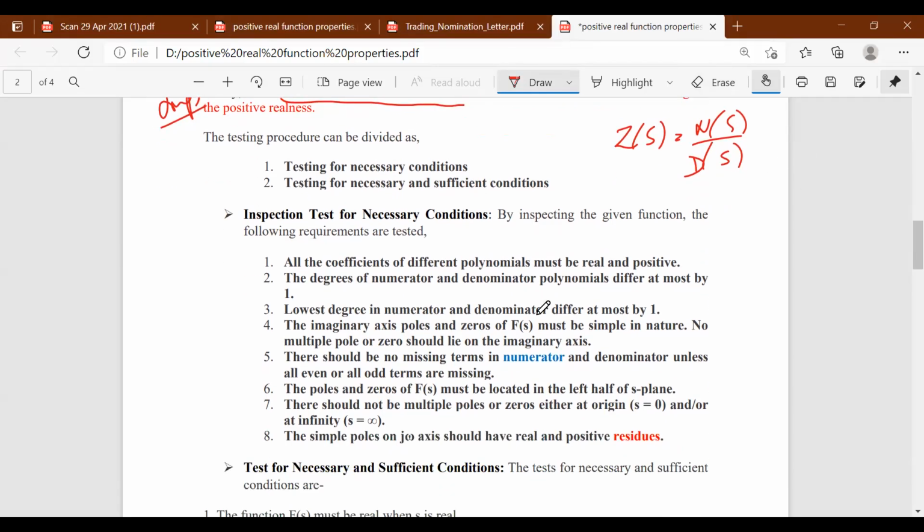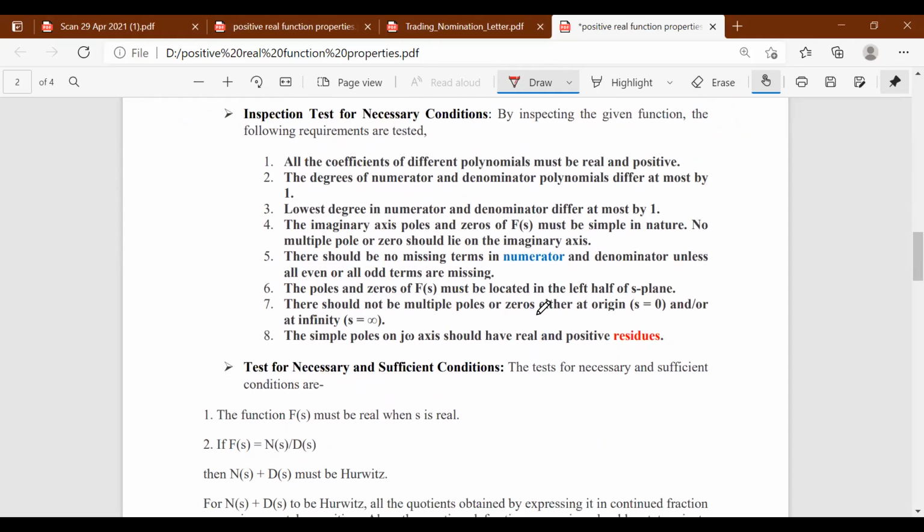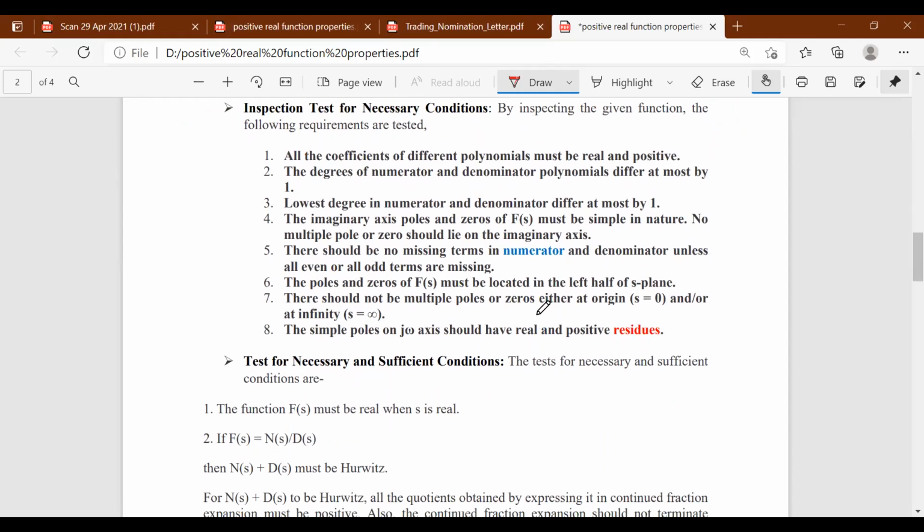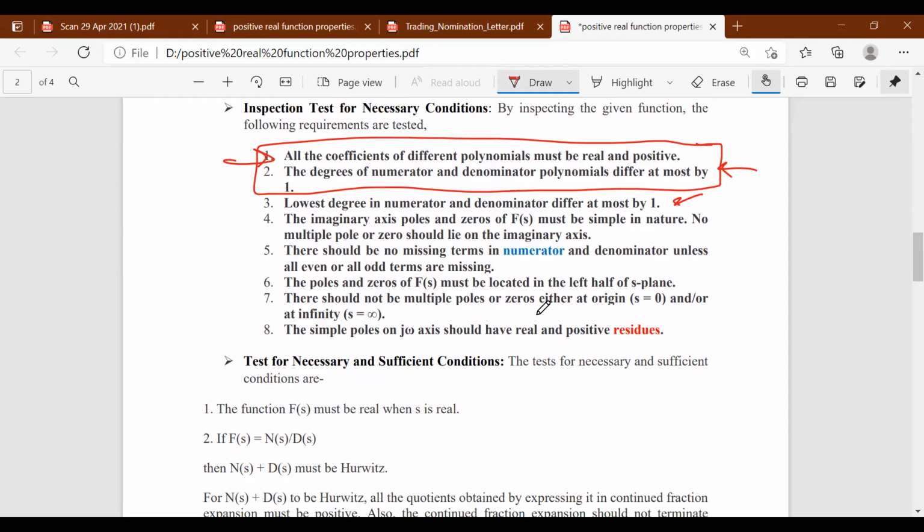Then we come to the inspection method for the necessary conditions. The main thing you should remember is that the numerator and the denominator should differ at most by degree 1. That is, the highest power of s and the lowest power of s should differ at most by 1. The next is that all the coefficients of the polynomial must be real and positive. No coefficient should be negative, like we discussed in the Hurwitz polynomial.